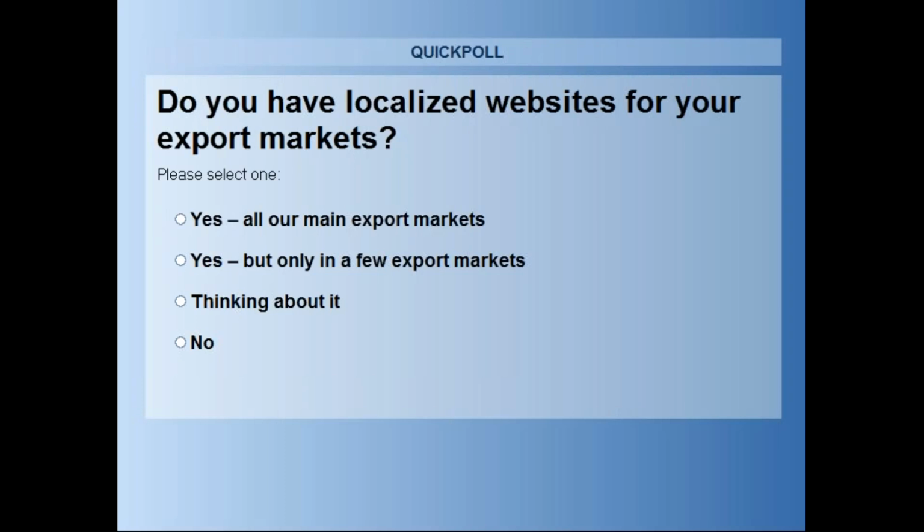When you look at your online presence, where are you? Are you yes in all your main export markets? Are you yes in only a few, perhaps the main ones? Are you thinking about it, or is the answer no? So, an interesting cross-section. It's pretty even, actually. About 18% are saying yes in all the main export markets, 25% yes in only a few, another 25% are thinking about it, and 33% are saying no.